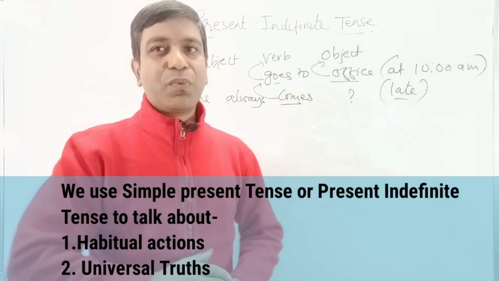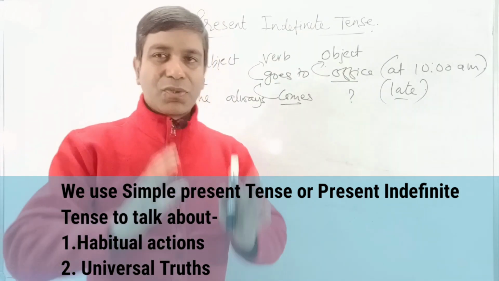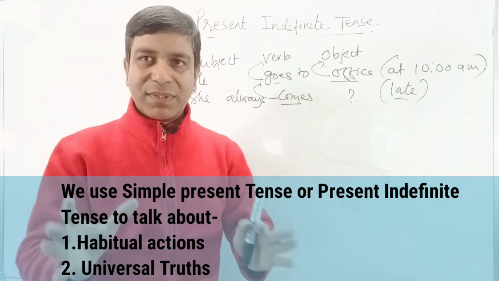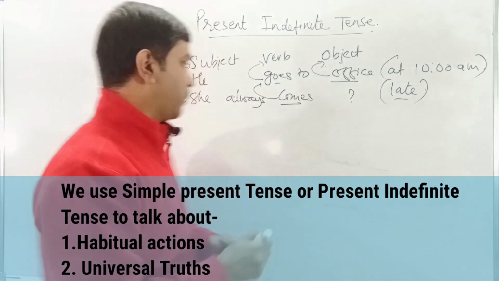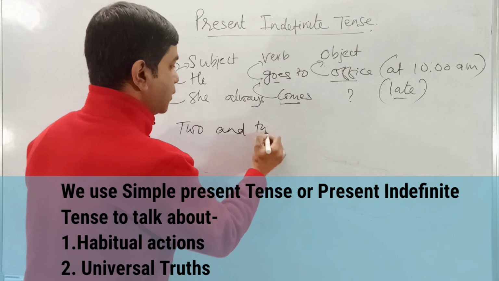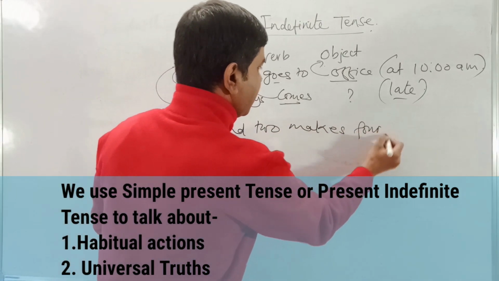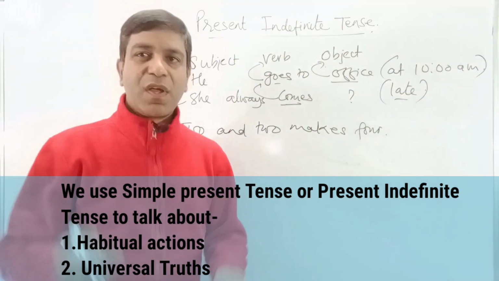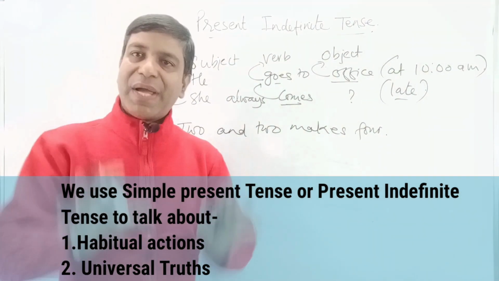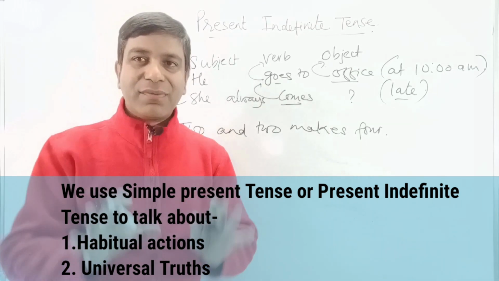And what is point two? Point two is we use simple present tense or present indefinite tense to talk about universal truth. For example, 2 and 2 makes 4. This is a universal truth. Wherever you go, 2 and 2 will always make 4. So this is a universal truth.